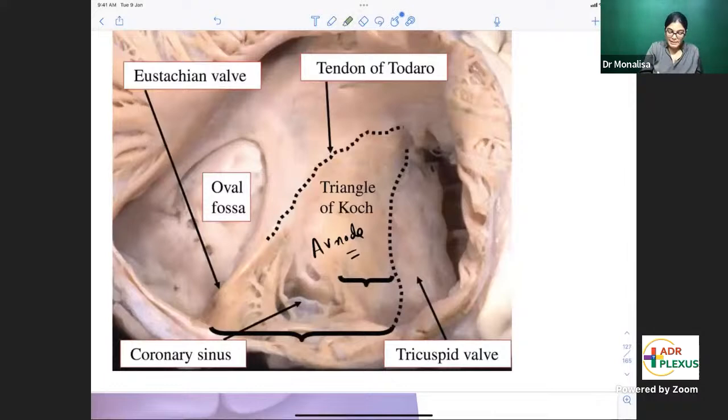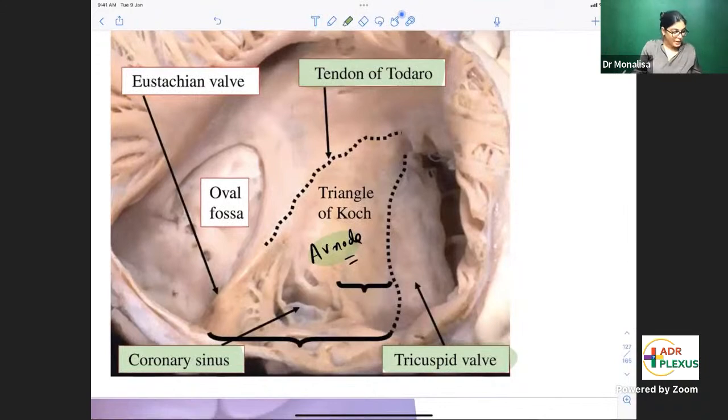Superiorly, it is bounded by the tendon of Todaro, a subendocardial thickening. Anteriorly, the tricuspid valve leaflet, postero-inferiorly the opening of the coronary sinus, and it contains the AV node. Absolutely correct.